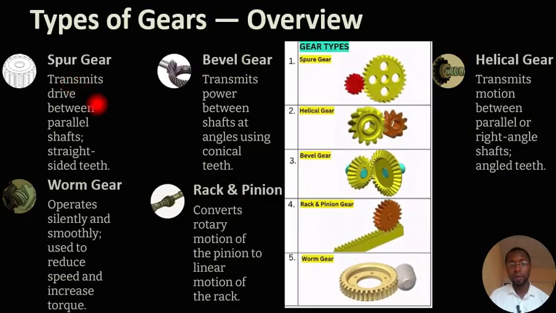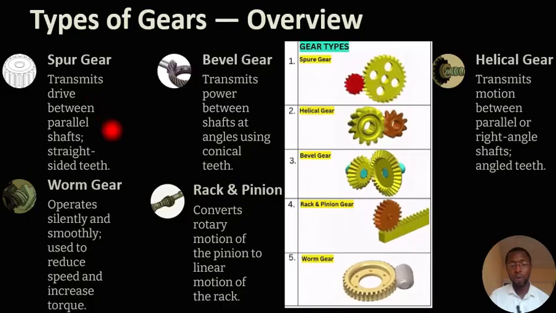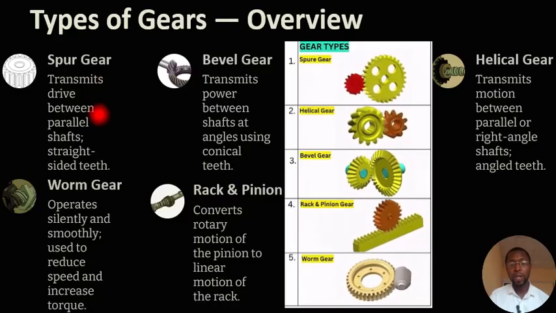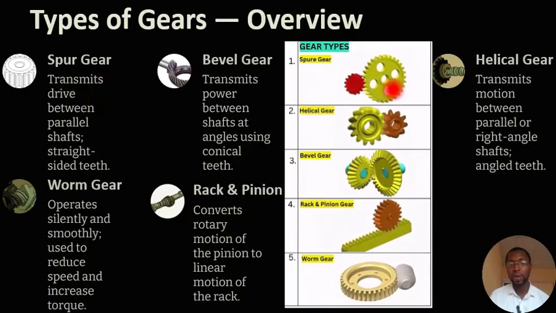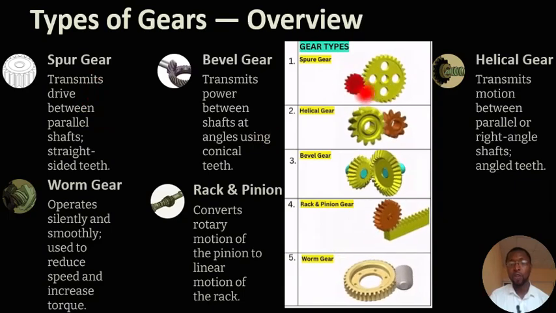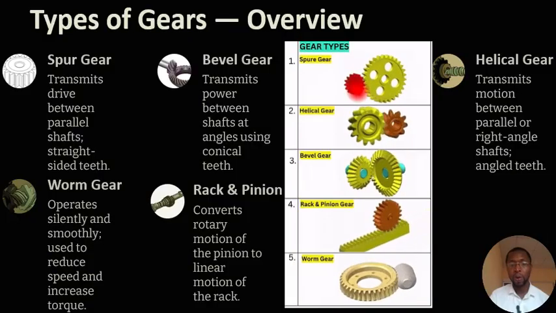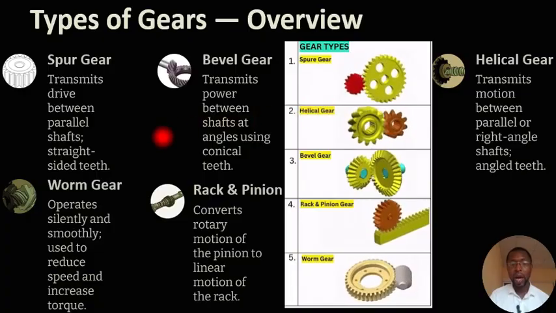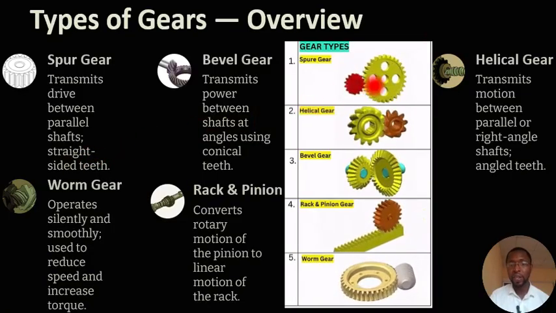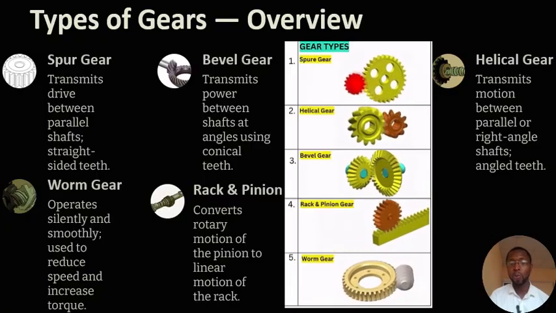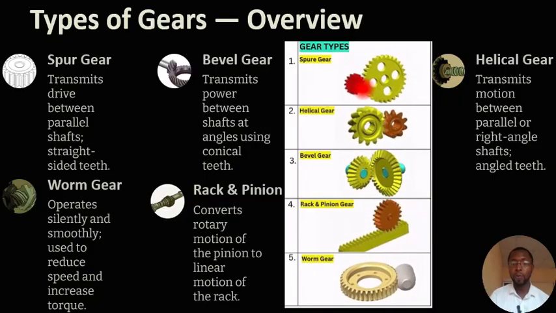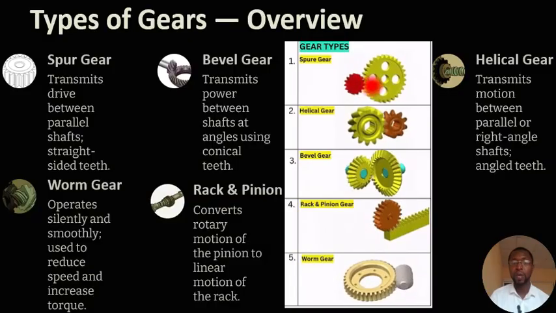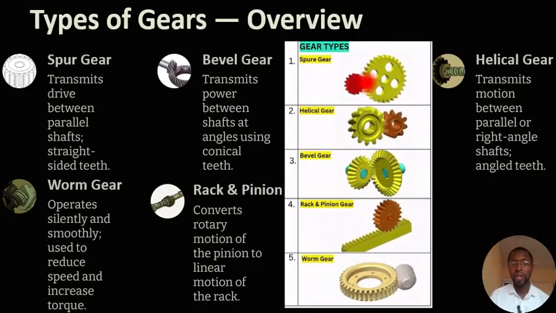Now, what does the spur gear do? It transmits energy as well, just like every other gear, but in this case between two parallel shafts. The two wheels will be parallel to each other. So whenever you have two wheels parallel to each other and they have straight-sided teeth, then you know that gear is called a spur gear.